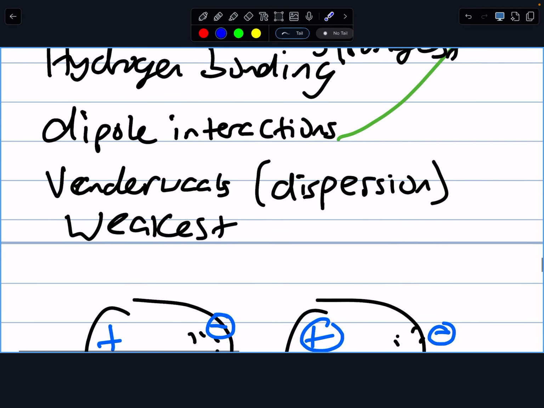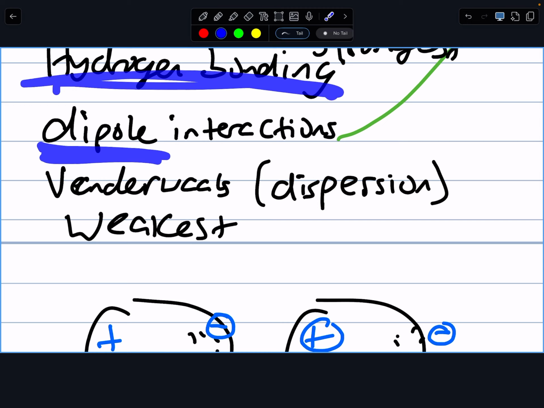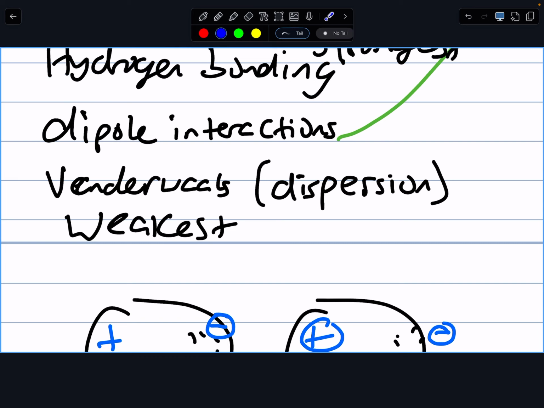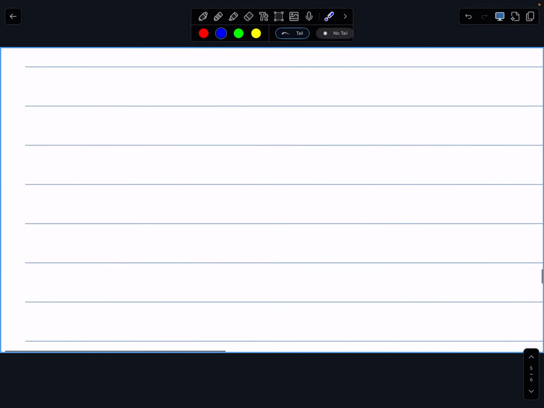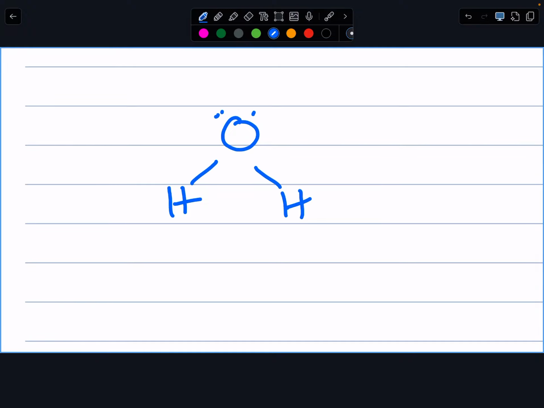With hydrogen bonding, or with dipole, for dipole, you have to be polar. That's important. For hydrogen bonding, you have to be polar, and you have to have hydrogen. So there's more requirements for that bonding, so it's stronger. So what do I mean by hydrogen bonding? Okay, let me give you an example. I'm drawing you water molecules now.